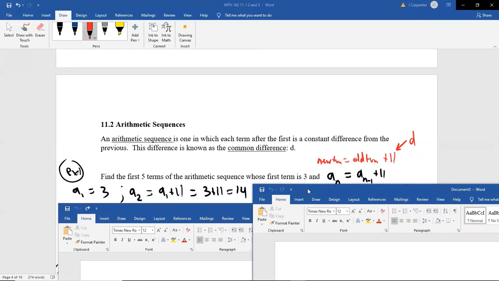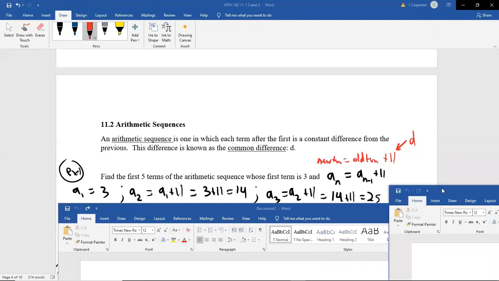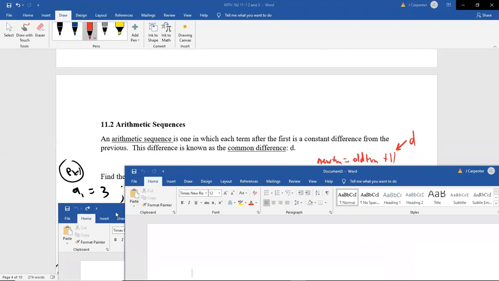All right, so how about a sub 3? Well, that means we're going to take the second term and add 11. It's always n minus 1, so 3 minus 1 is 2, or 1,000,000 versus 999,999. The second term we just found was 14, so it's 14 plus 11, which is 25. So we went from 3 to 14 to 25. You could just keep adding 11. You might feel like you don't have to show your work, and that's okay. But I'm going to, of course, show my work.